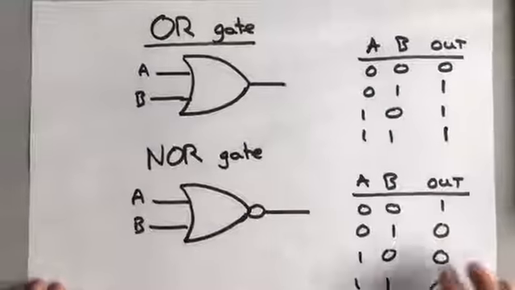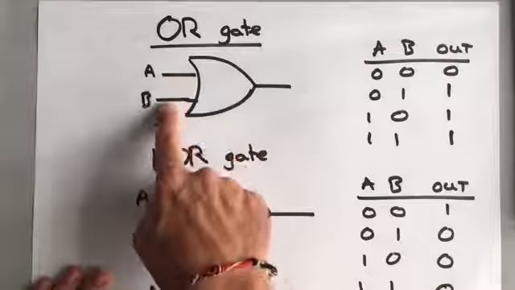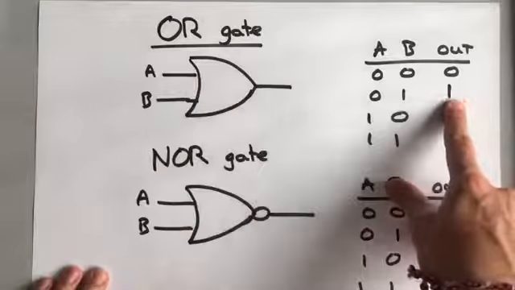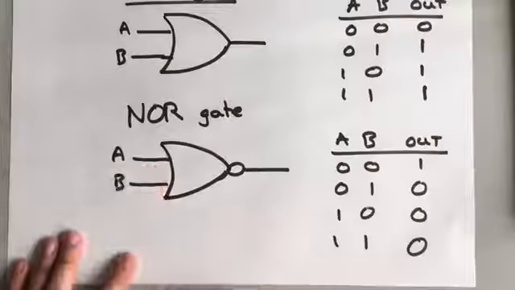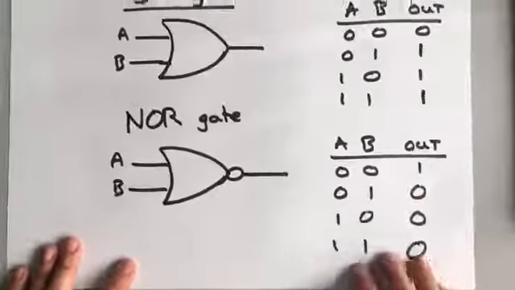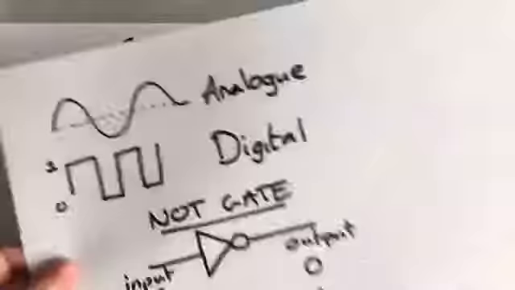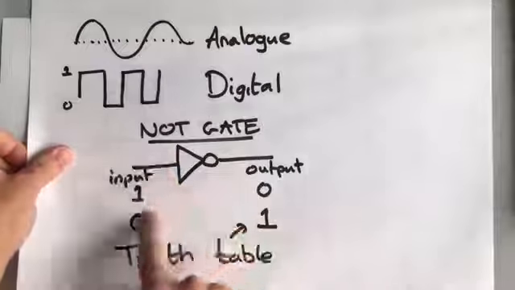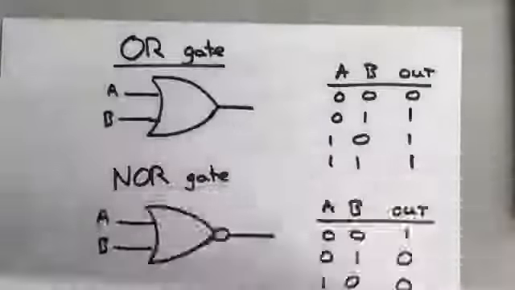The OR gate is this one, and that looks for either A or B being on and gives a positive output. And the NOR gate does the opposite, it looks for A or B being on and gives a 0 or a negative output. So those are the logic gates, along with the simple NOT gate here, which just does the opposite of whatever the input is. And those are used frequently in computers.